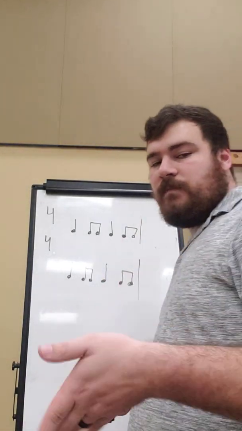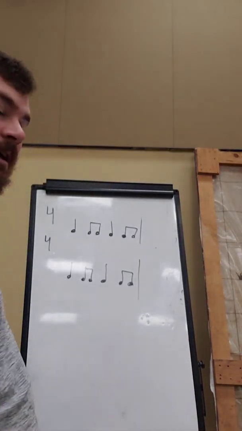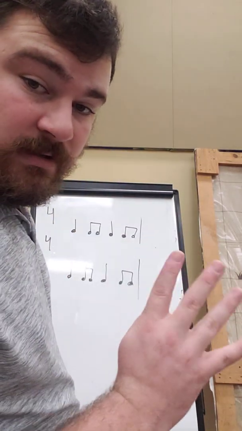Hopefully by now you've done it. I only wrote 2 measures just because it's the same measure throughout the whole thing. So we're in 4/4 time, so that means there's at least 4 beats in every measure. So let's just do the 4 beats. Let's just do the downbeats.